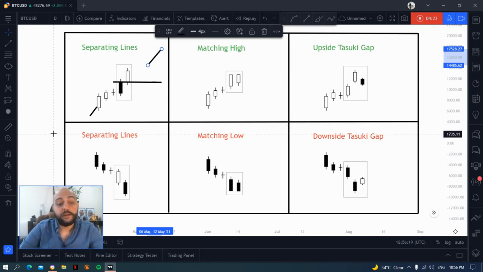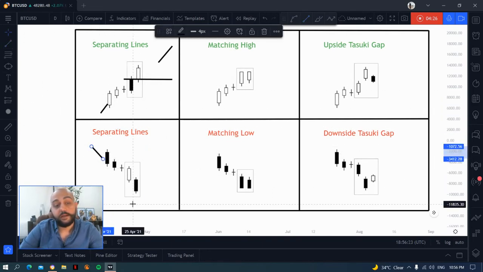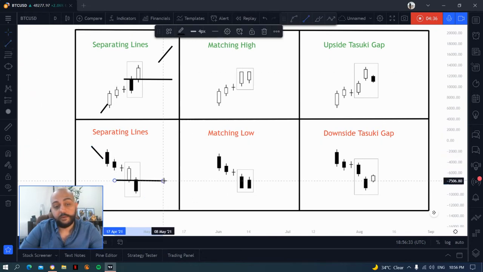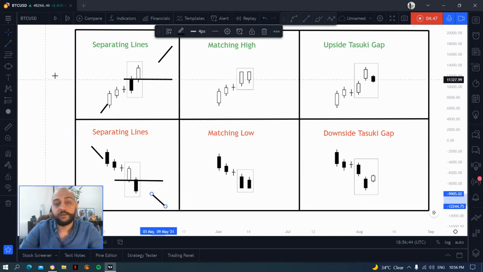Now the separating line in bearish is basically the opposite. Notice how the market is going down like this. The first candle, like I said here, is going to be bearish then bullish. Here it's going to be bullish then bearish. And the same thing here, if we put a line between them, the second candle started where the first candle ended. Okay? And this basically indicates that the market will continue on its movement down.